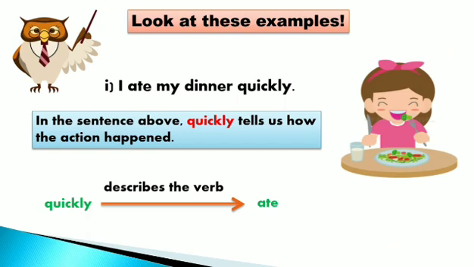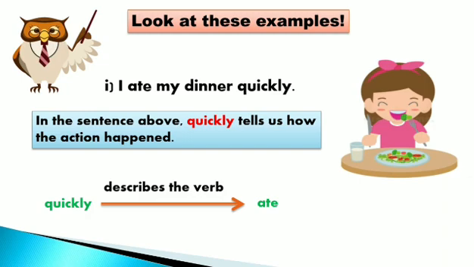I ate my dinner quickly. Students, first of all, whenever you are asked to find out or locate an adverb, try to find out the verb which is being used in the sentence. Try to find out the action word. So in this sentence, I ate my dinner quickly, the action is indicated by the word ate, which means eating. So which word here is describing your action of eating dinner? Yes, it is the word quickly.